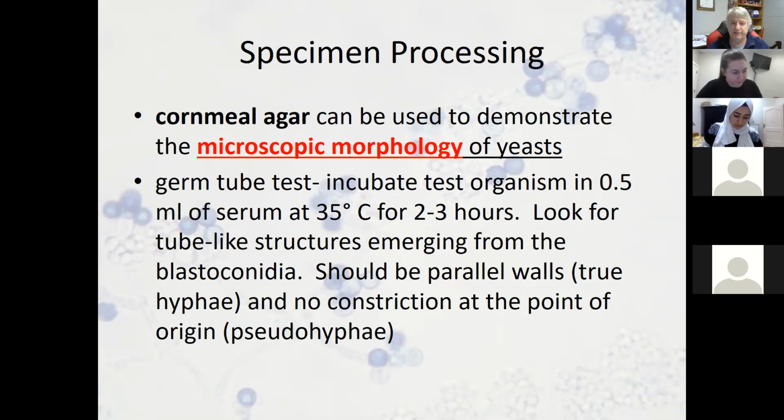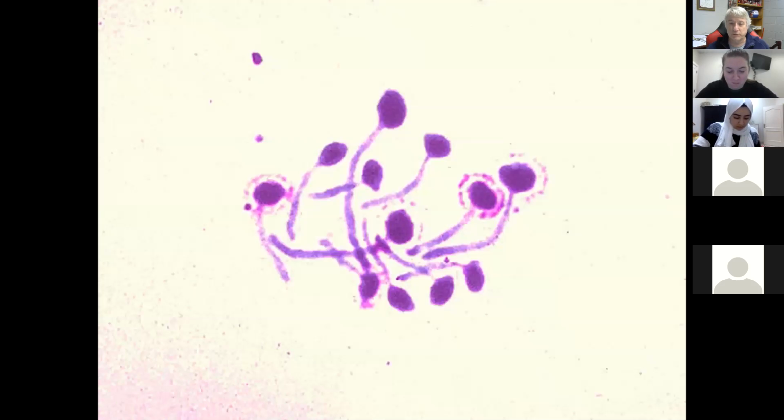Germ tube tests, sometimes those are available. That's more of the reference lab. Going to use the germ tube test where you incubate the test organism using a half ml of serum for 2 to 3 hours. You look for tube-like structures emerging from the yeast cells. Should be parallel walls or true hyphae, no constriction point, or pseudohyphae. It's supposed to be pseudohyphae there. There's no constriction point on those hyphae.